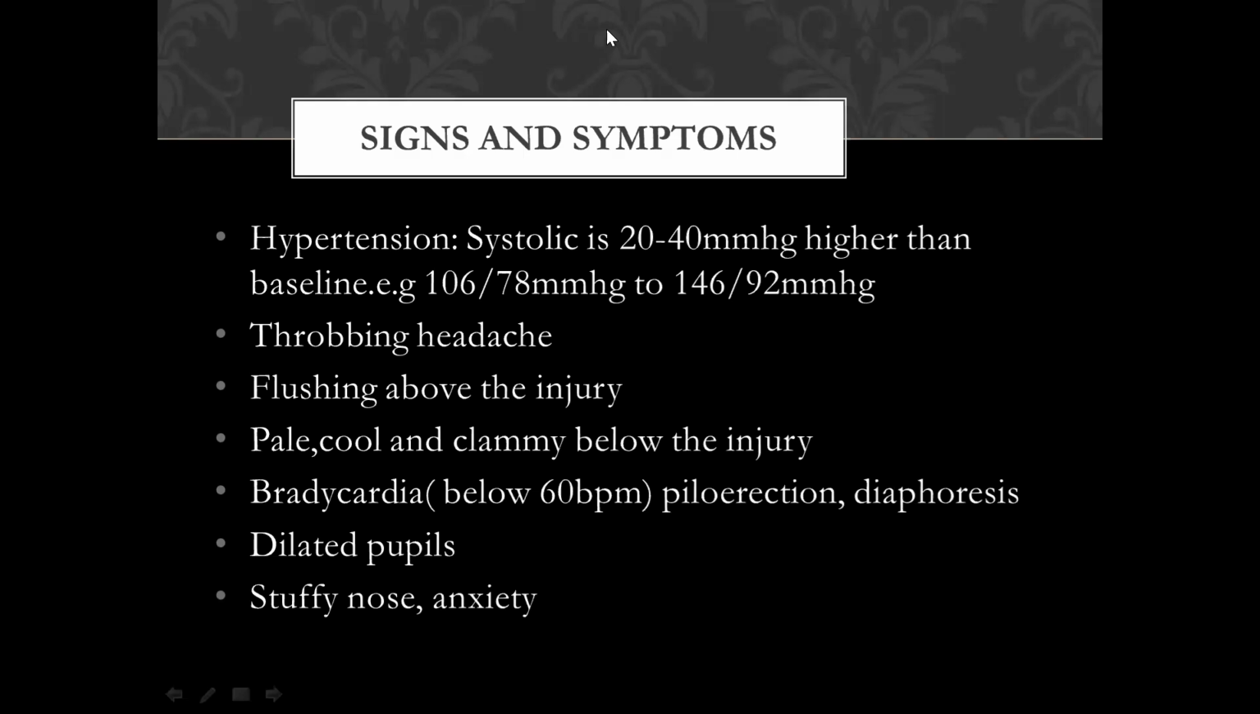Take, for instance, what I've put in my slide. Your patient comes in with 106/78, and now the patient is having 146/92 in a patient with spinal cord injury above the level of T6. Then you should start suspecting that this is no longer normal. There's something going wrong. Am I making sense?